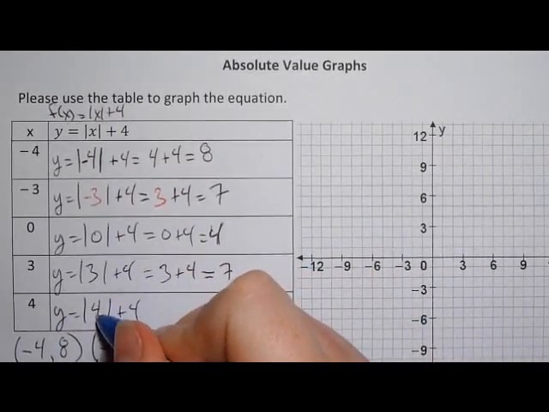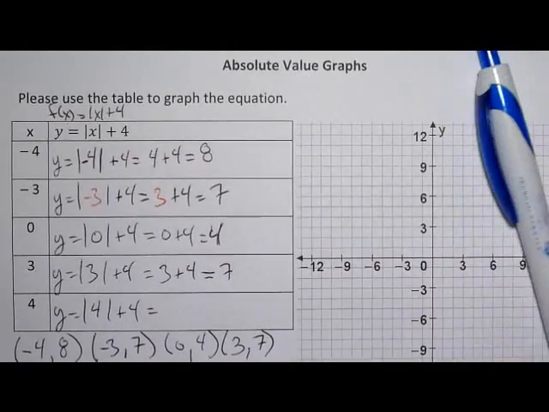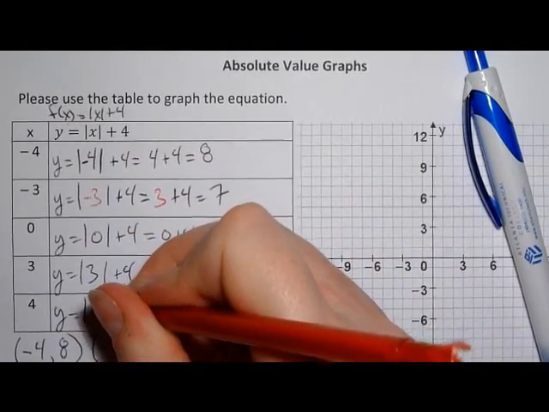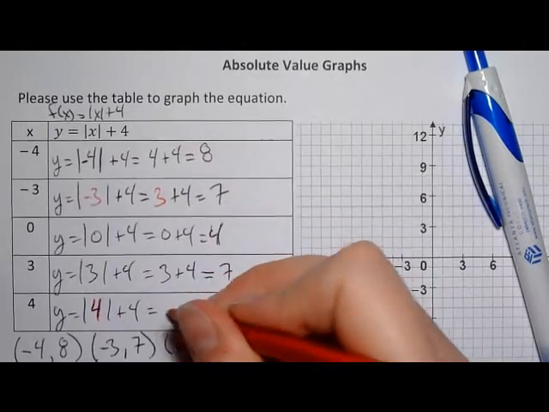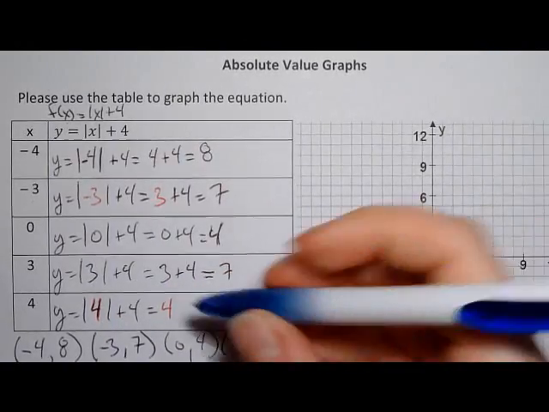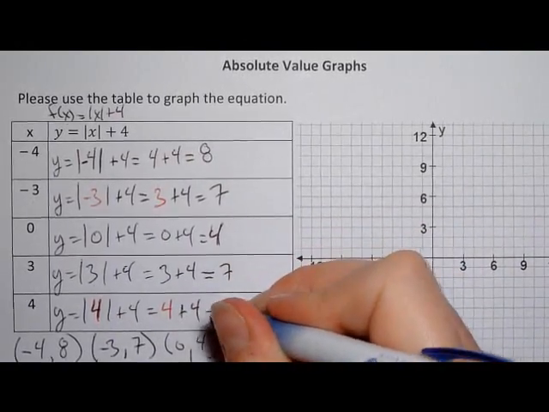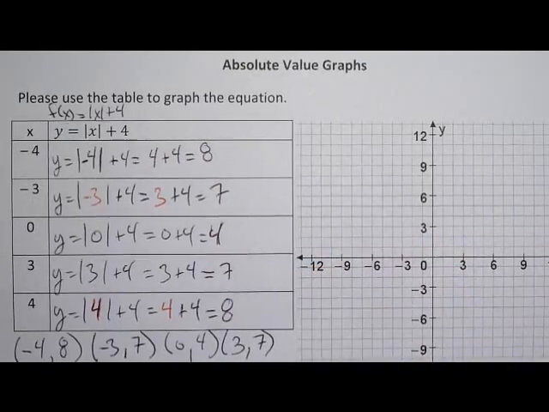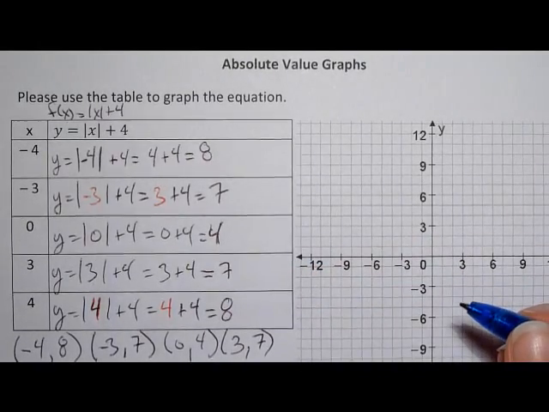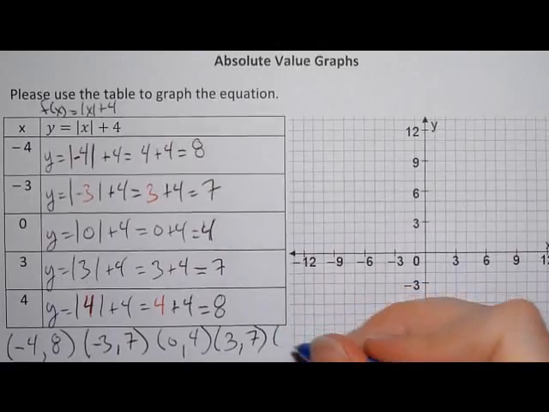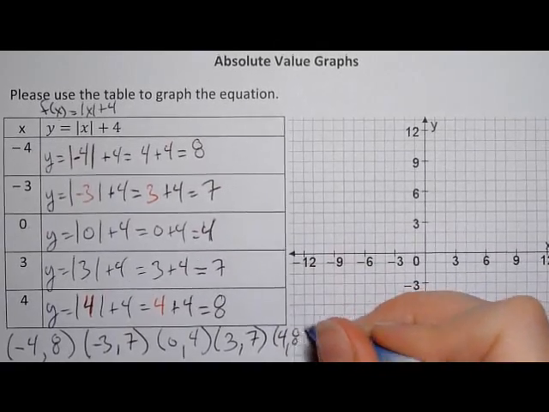And finally, y equals the absolute value of x plus 4. Now x is positive 4. So this gives me, if I input positive 4, the absolute value of 4 is 4. The equation tells me to add another 4. So I output 8. So finally, if I input 4, I output 8.